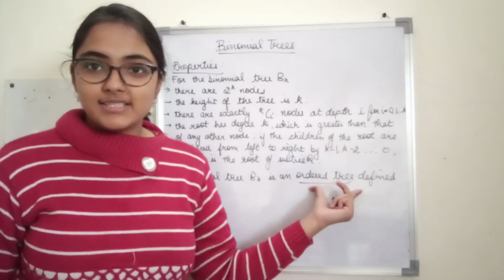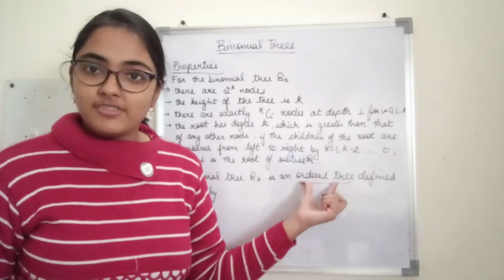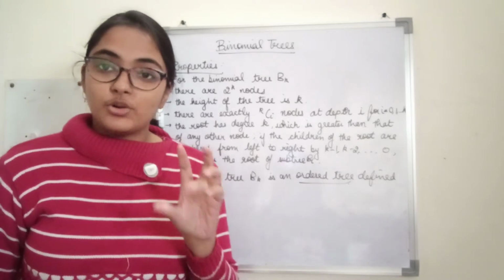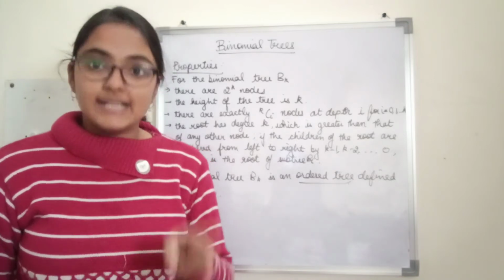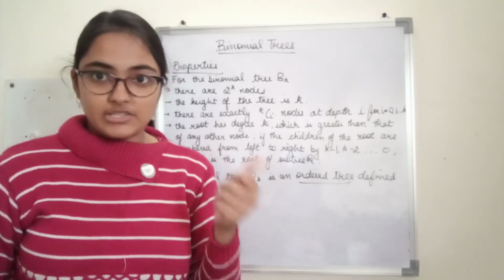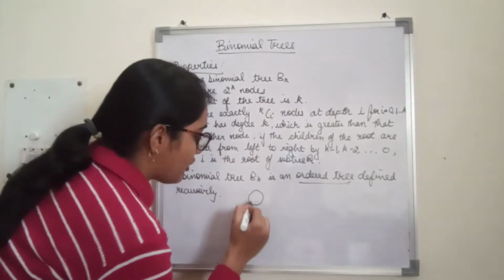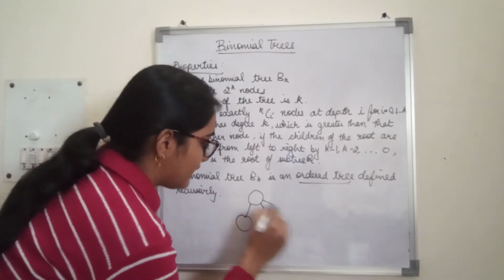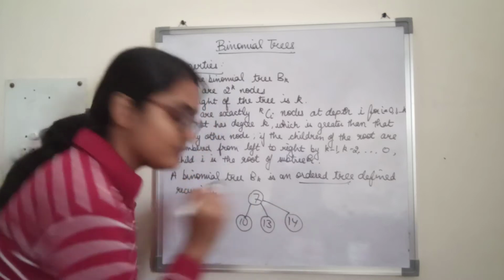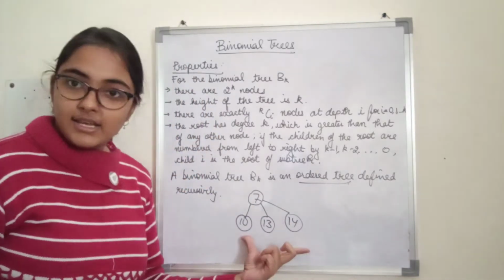An ordered tree is one in which the children of each node are ordered, right? For example, if a node has 3 children, then there is a first child, second child and third child. In case you change the ordering, then the tree will change, right? Let us say this is an ordered tree, with 7, 10, 13, 14.